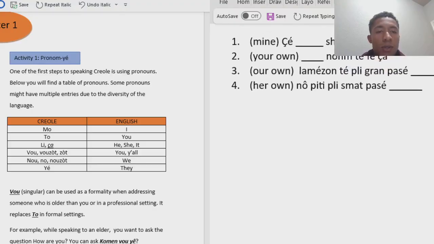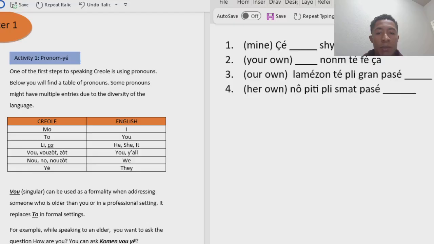So starting off with number 1, mine. Remember that, mine. C'est blank chien. It's blank dog. This actually would translate better as this. Y'all are all correct. Mon chien or mon can. C'est mon chien chien. C'est mon can chien. It's my own dog.